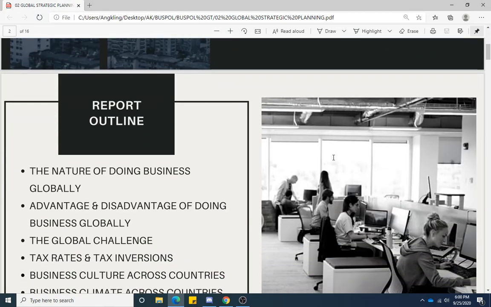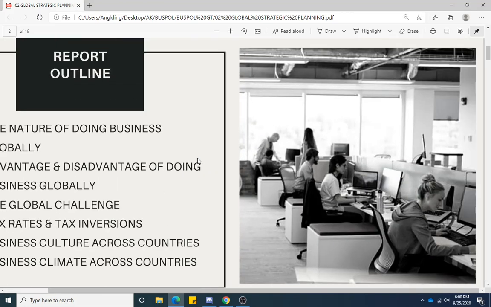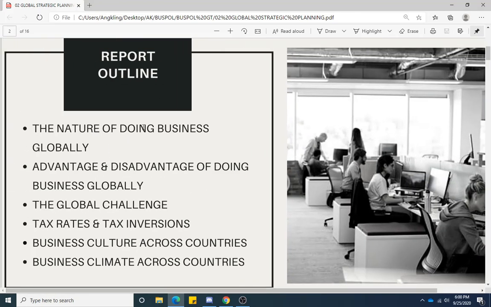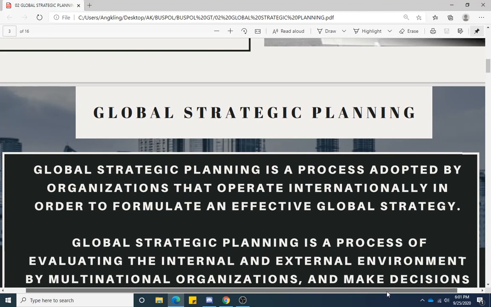global strategic planning. So in this report, we will discuss the nature of doing business globally, the advantages and disadvantages of doing business globally, global challenges, tax rates, tax inversion, business culture across countries, and business climate across the countries. The importance of studying global strategy is that, of course, as the business grows, we have to be prepared that someday you will also enter the global market.